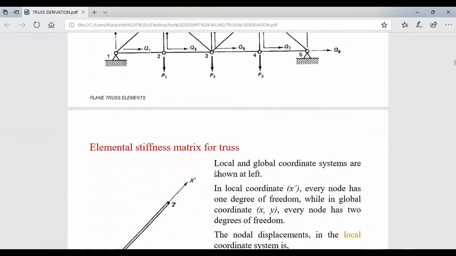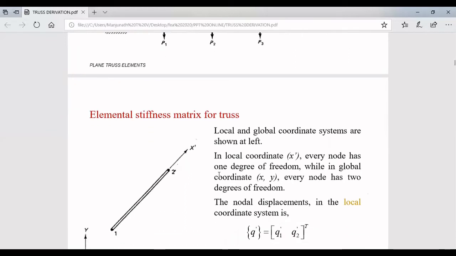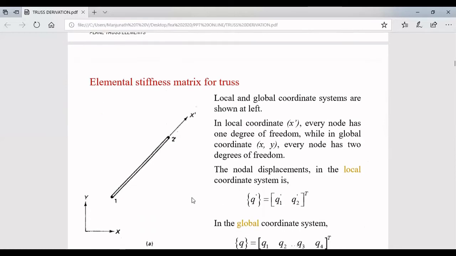Now consider the stiffness matrix for the truss element. We know that there are two coordinate systems. One is the local coordinate system, another is the global coordinate system. Now you can see the figure here. The element has node number 1 and node number 2 along the x dash direction, which represents the local coordinate system, and here x and y represent the global coordinate system.